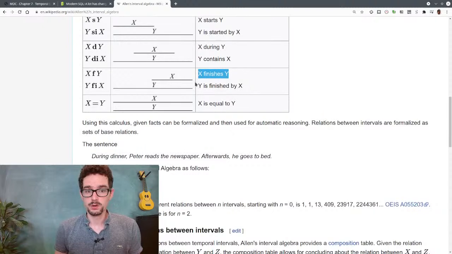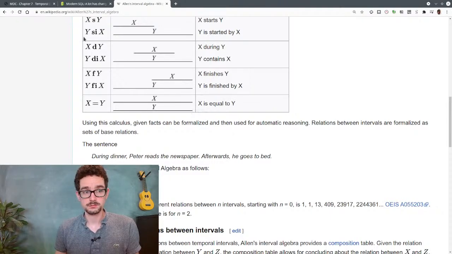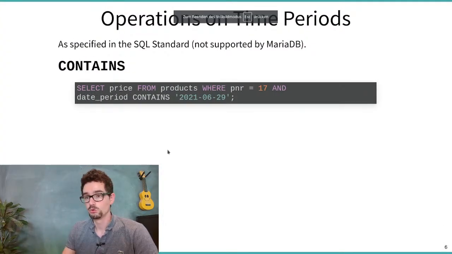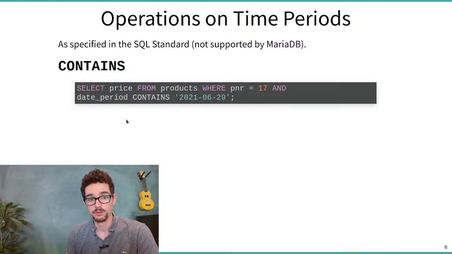X finishes y is the same, so the one starts while the other is ongoing and both finish at the same time. And then x is equal to y is when the start and the end are equal. And there are operators in SQL, in the SQL standard, which are based on these intervals.